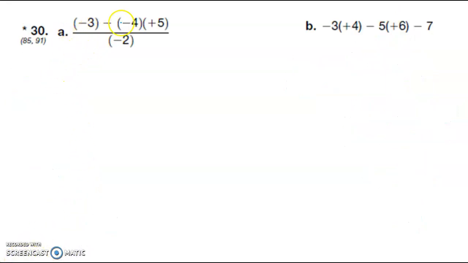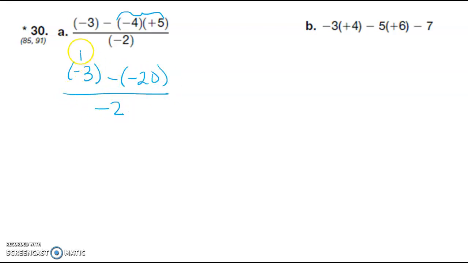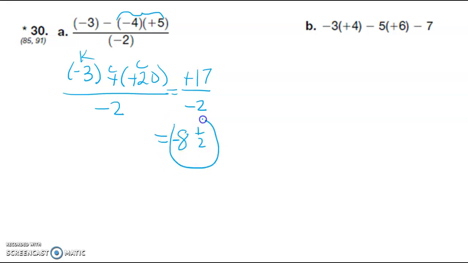All right, last one. So we're going to do this part first. So I have negative 3 is going to hang out. This is, oops, a little issue there. This is negative 20 all over negative 2. Now I can keep, change, which makes this ugly. It's positive 17 over negative 2, which makes it 2 goes into 17. This is going to be 8.5, and it's going to be negative.